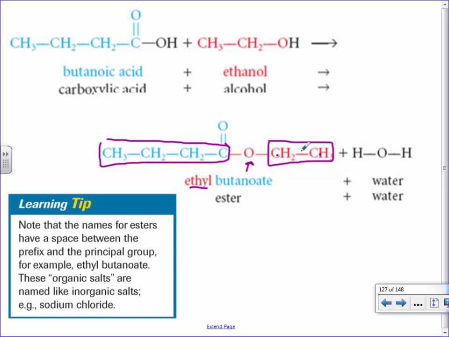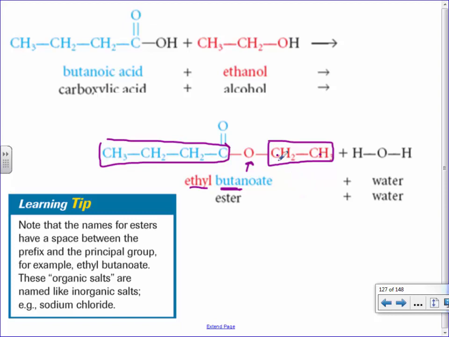Then for the remaining bit, this carbon right here, the main carbon, the one that attaches to both oxygens, count up how many it has. It has 4 in a row, so that makes it a "but". And then the suffix for it is -ate. So this would have been butane. Call it butanoate, with a branch of an ethyl on the end.